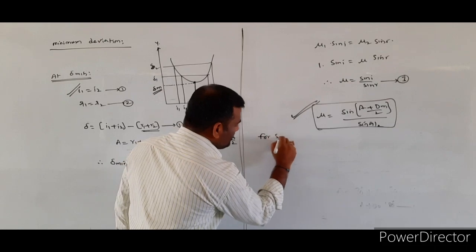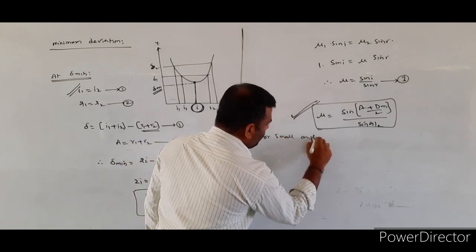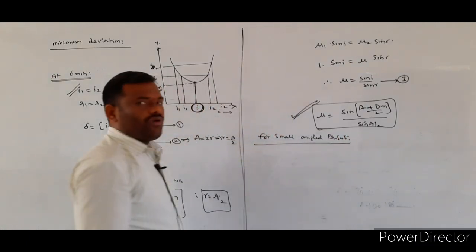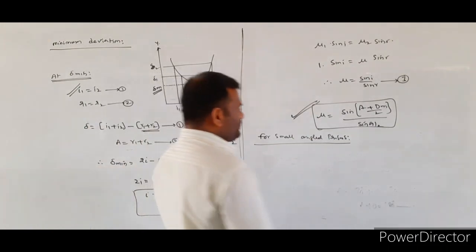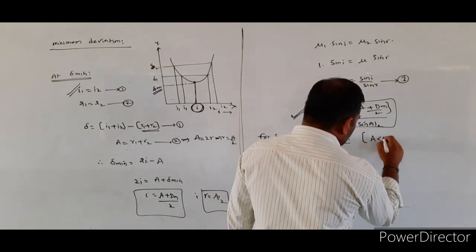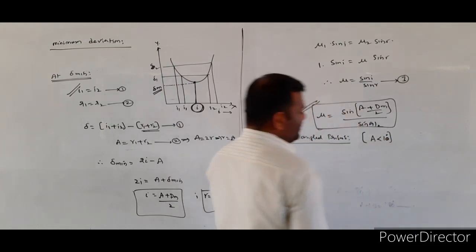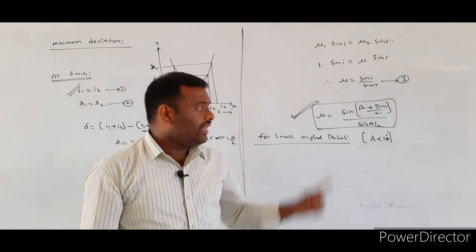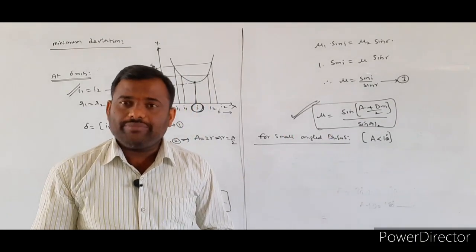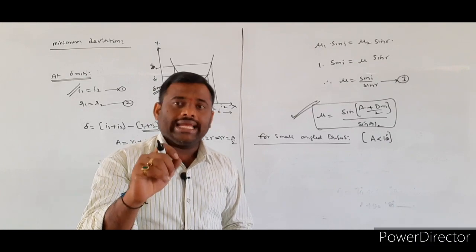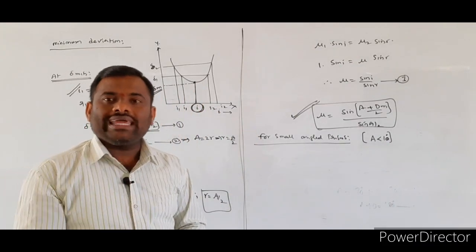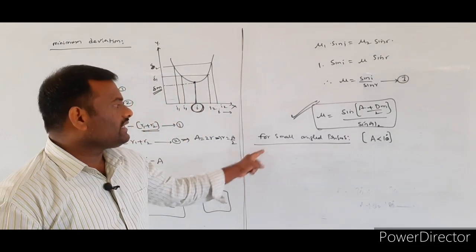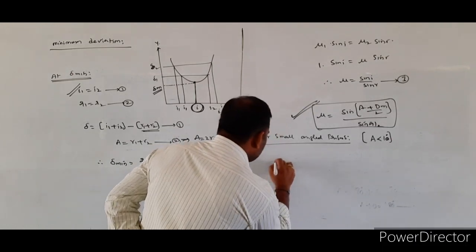Next, small angled prisms. Which prisms are we calling small angled prisms? The prisms whose refracting angle, or angle of the prism, value is less than 10 degrees. Such prisms we call small angled prisms. Already we know that for a small angle, sin theta is equal to theta, and tan theta is also equal to theta.